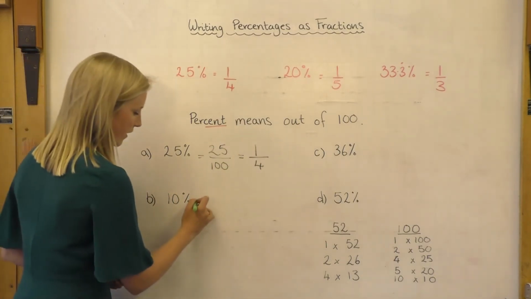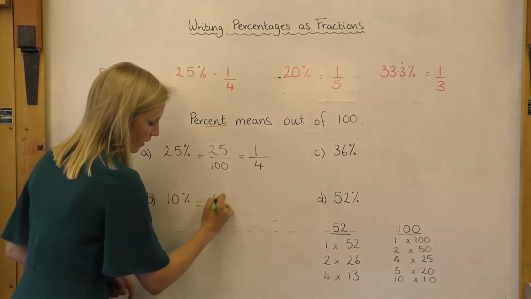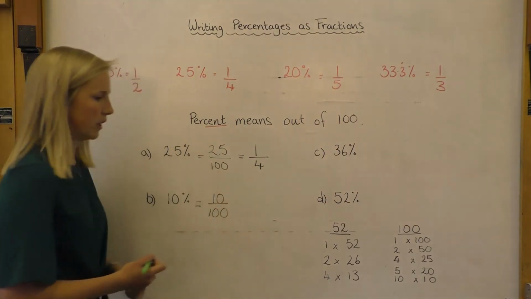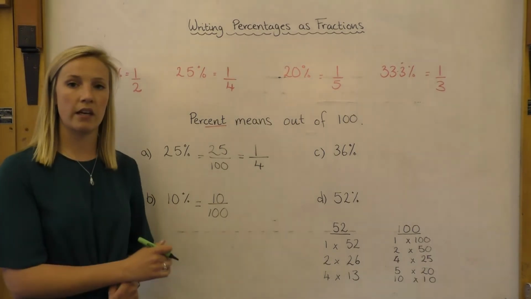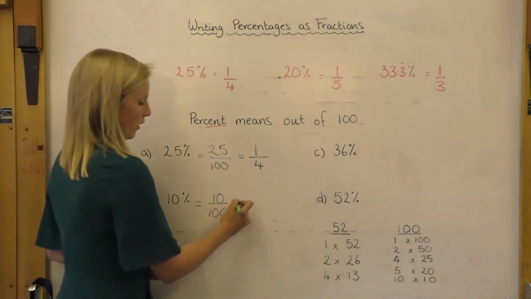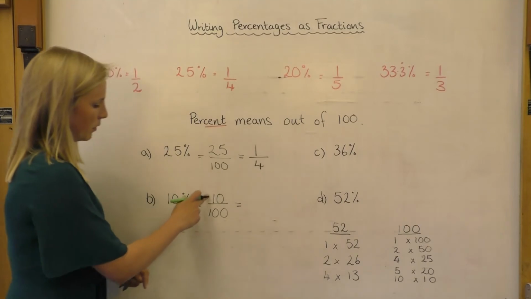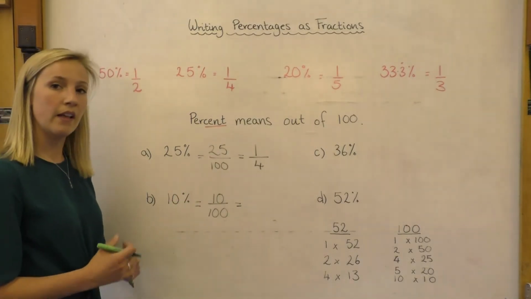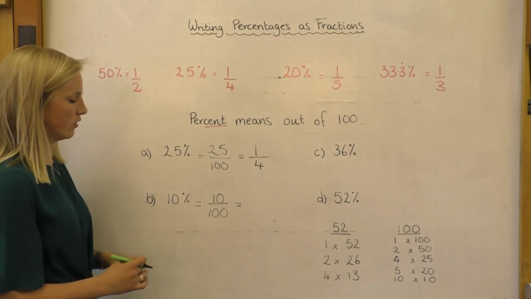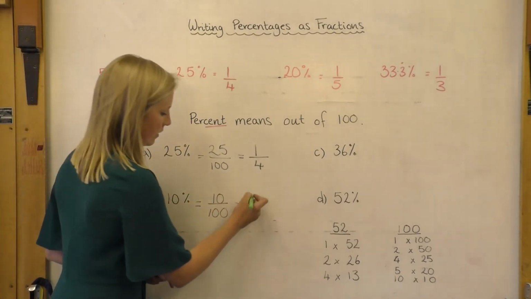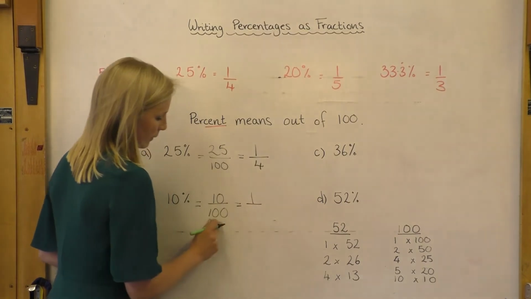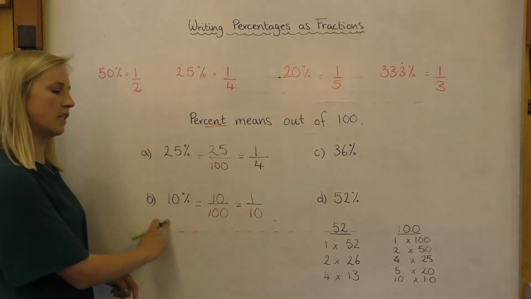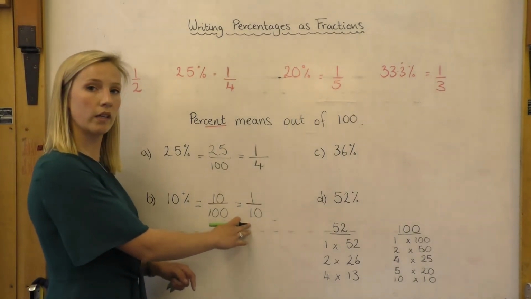Thinking about 10% then, again, 10 is in our numerator, out of our 100 as our denominator. So 10% being 10 out of our 100. What number goes into both 10 and 100? Well, again, we should be quite happy that 10 fits into both 10 and 100. How many 10s in 10? That's 1. And how many 10s in 100? Well, that's 10. So 10% is also known as 1/10.